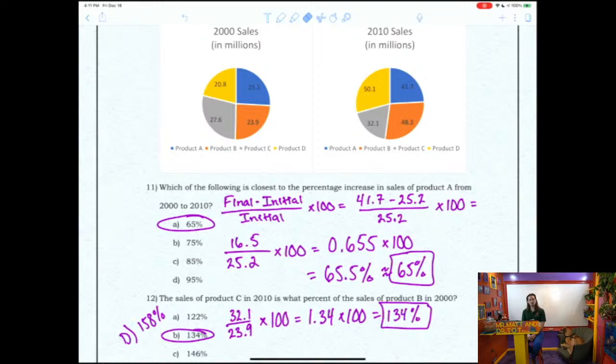So 32.1 divided by 23.9 is going to give us 1.34. 1.34 times 100 will give us 134%. So the sales of product C in 2010 represent 134% of the sales of product B in 2000.